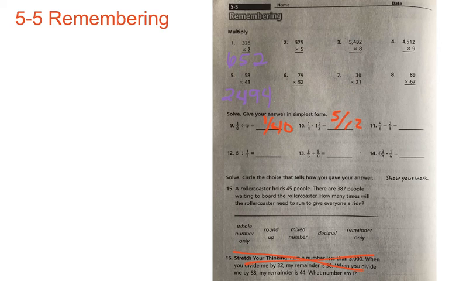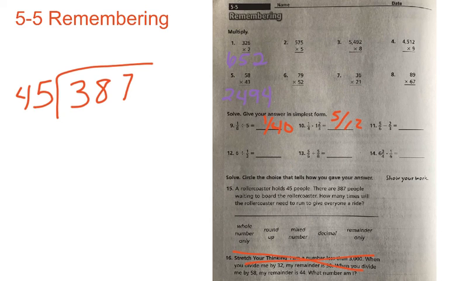Number 15. A roller coaster holds 45 people. There are 387 people waiting to board the roller coaster. How many times will the roller coaster need to run to give everyone a ride? Well, we have 387 people, and every single time it runs, it gets 45 people. So how many times can 45 go into 387?